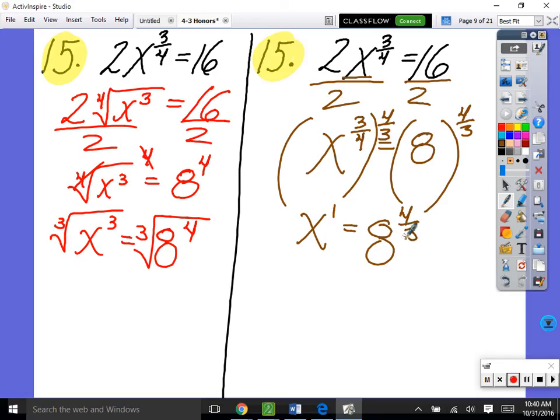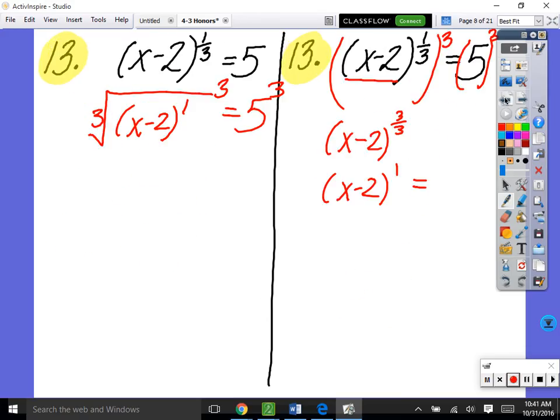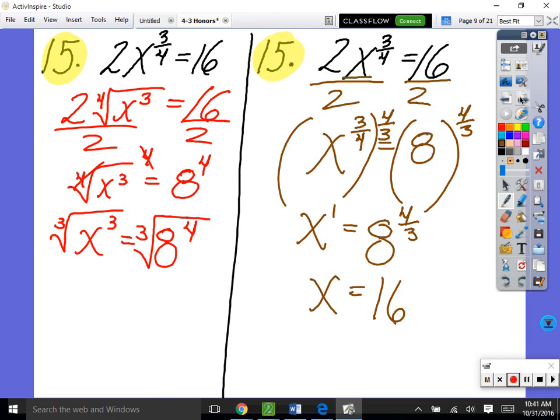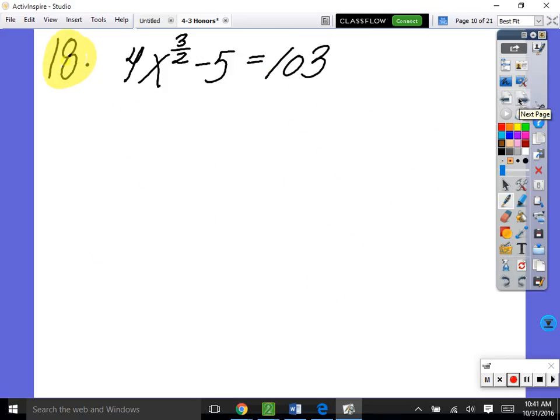And then you'll do 8 to the 4/3. You can think of that two different ways. You could rewrite it as the cube root of 8 to the 4th, or you could use your calculator. If it comes out a decimal, though, then you have to go back and rewrite it and do it by hand. Does that make sense, everybody? If it comes out evenly, you can just type into your calculator 8 raised to the 4/3. 16. Okay. All right, so we still have a minute.